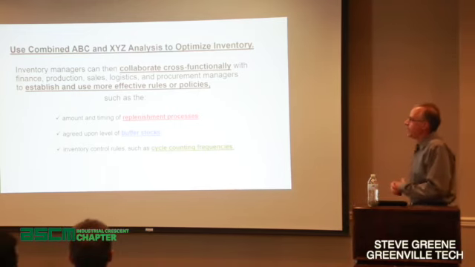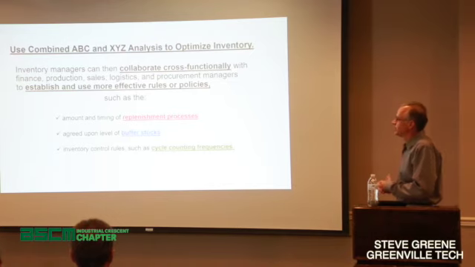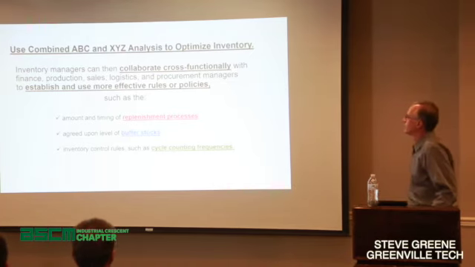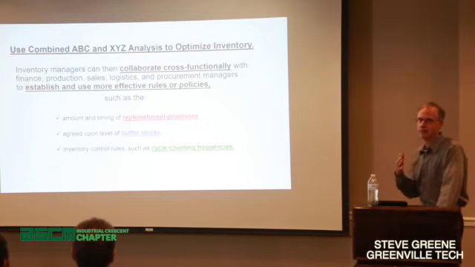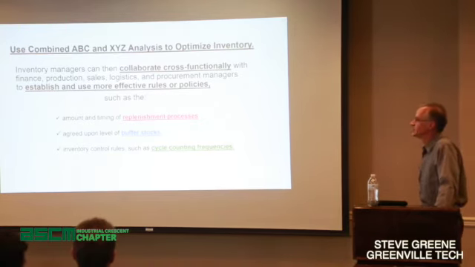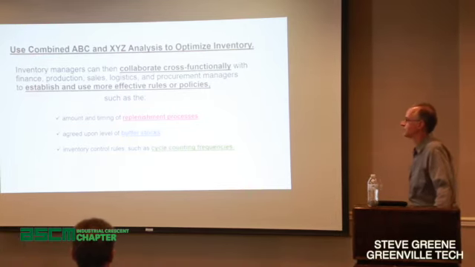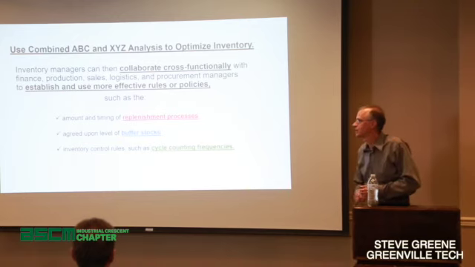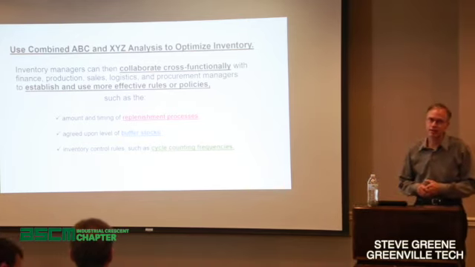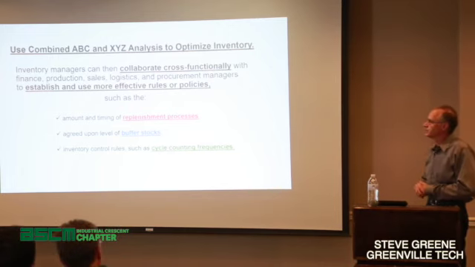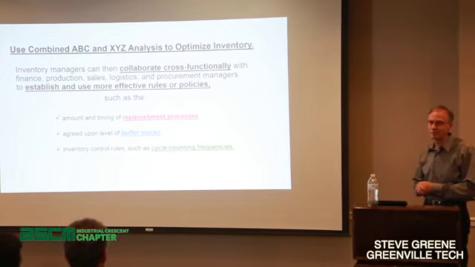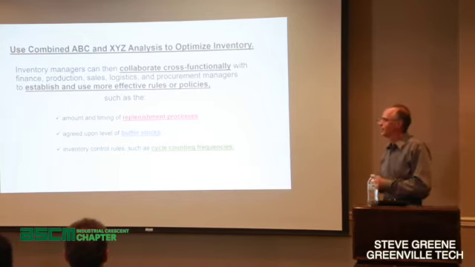So using the combined ABC and XYZ analysis to optimize inventory, the managers can collaborate cross-functionally. We want to break down those silos. So the finance and production, sales, logistics, and procurement managers can get together and they can establish and use more effective rules and policies. Some of those policies and rules, I've noted 3 here, are the amount and timing of replenishment processes, the agreed upon level of buffer stocks, and the inventory control rules such as the cycle counting frequencies. So there's a reason why I put those in different colors and bolded and underlined, and we're going to see that in the next slide.